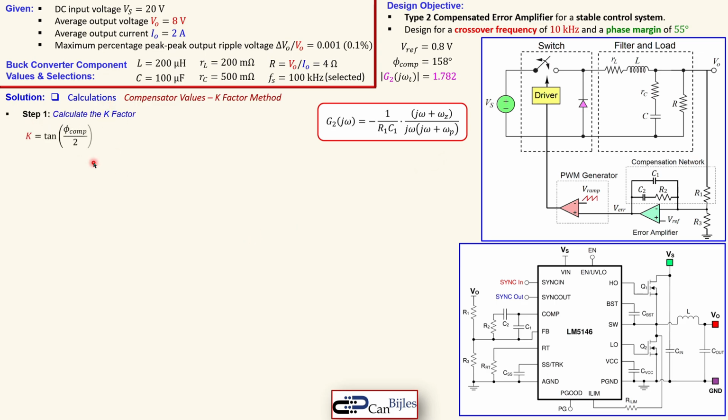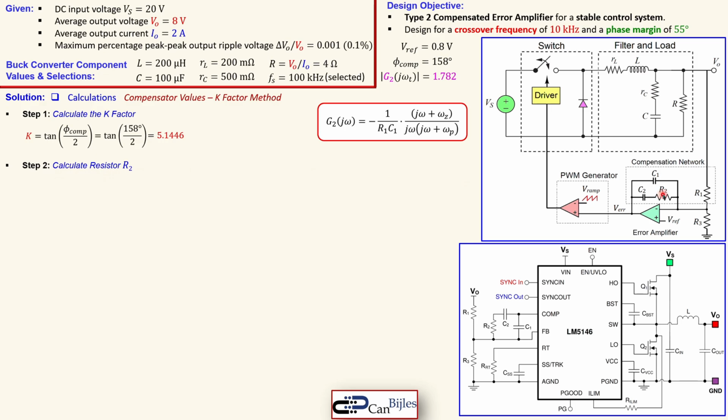Now K-factor is given by the tangent of the compensating phase, which is in this case 158 over 2. So if you do the calculation here, you get 5.1446. Now the next step is to calculate the R2.